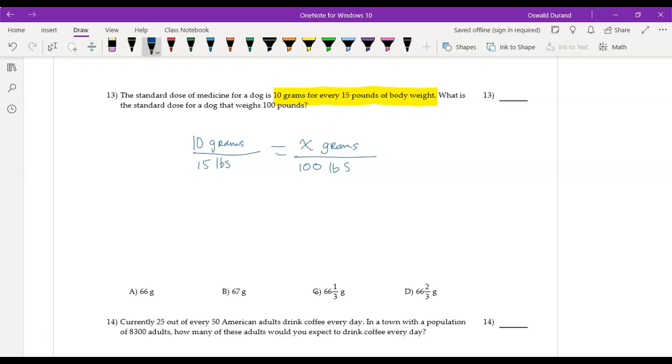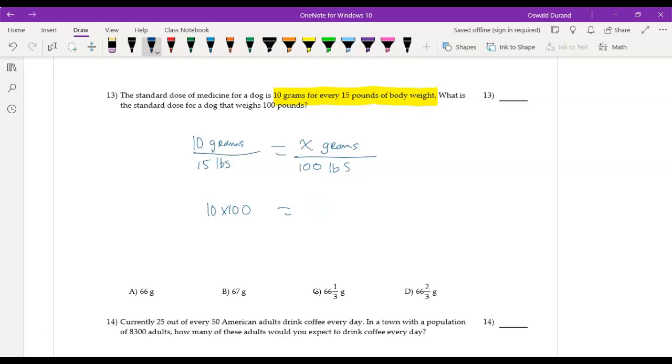Okay? And then now I'm going to do exactly as I did in the previous two problems. I'm going to cross multiply and solve for X. That's all I have to do. So here I have 10 times 100, and over there I have 15 times X.